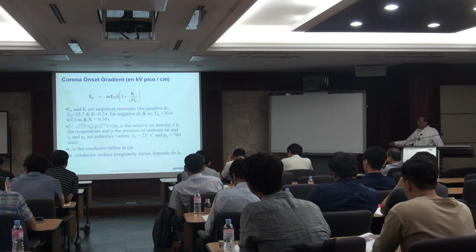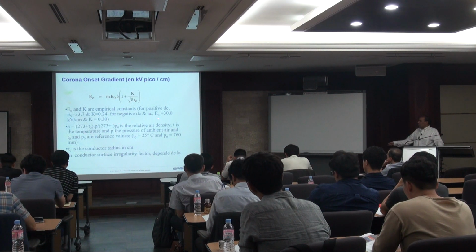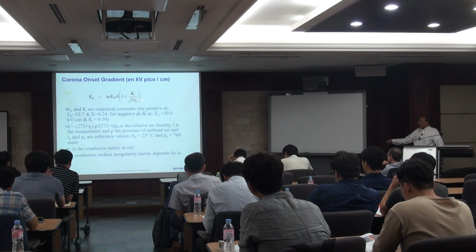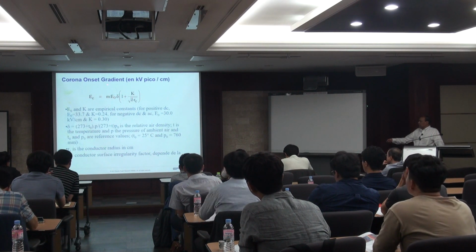In the literature you see those constants given here. K, for example, you could substitute 0.30. E0 is 30 kV per centimeter. All this, again, more details will come from John's presentation tomorrow, so I don't want to spend too much time. This is the equation that determines when corona starts: inception, onset gradient, corona onset gradient.